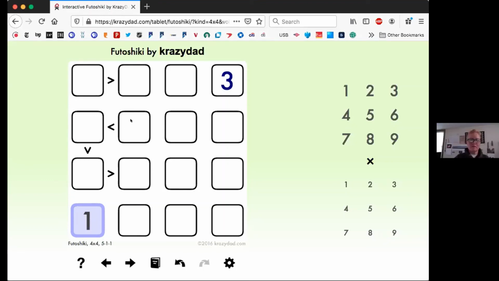Any idea what goes here? 4. Why? Because it's got to be bigger than any of these other 3. Okay, yeah, see this whole chain of numbers right here. So yes, I think that has to be 4. And then 3, 2, 1. It's going to be a 2. Right. Yeah, that's the only way you can satisfy all of those inequalities. Now we only have one number left up here. Makes it a 4.